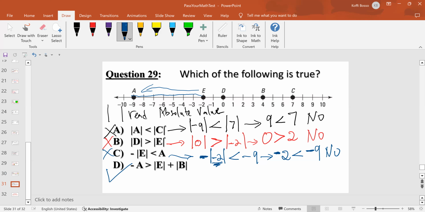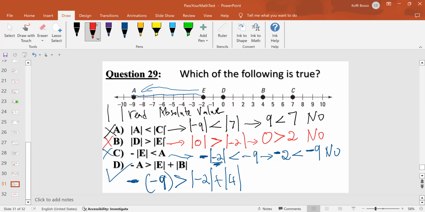But let's check. They say negative A. So A here is negative 9, which is in parentheses, but they say negative A, which is this negative, and they say it's greater than absolute value of E. So E is negative 2. So absolute value of negative 2, plus absolute value of B. So B is 4. Okay, let's see what's going to happen.